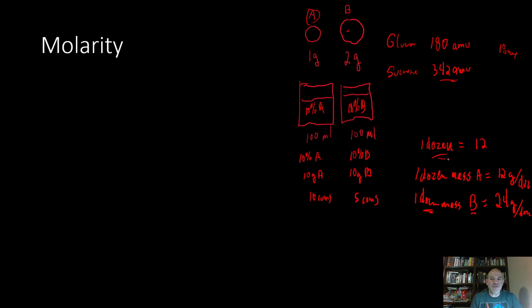A dozen can be used for counting in everyday life. A dozen donuts has a different mass than a dozen eggs, right? But in chemistry, we use a counting unit called a mole, and that's related to molarity. For molarity, we're going to be looking at the number of particles as the amount of the solute, and then divide that by the volume. And so we've got to introduce the mole.